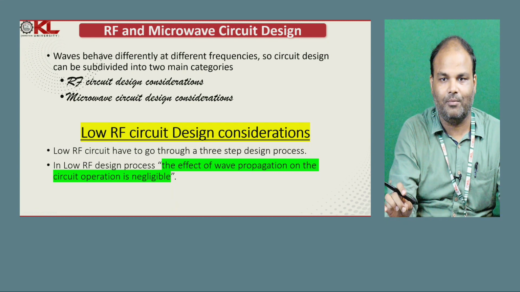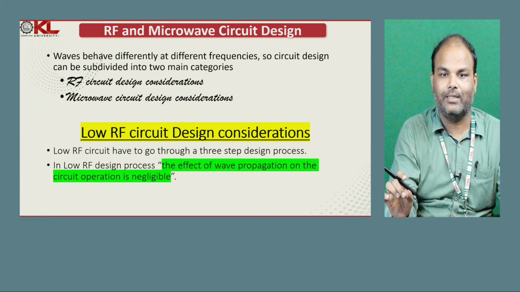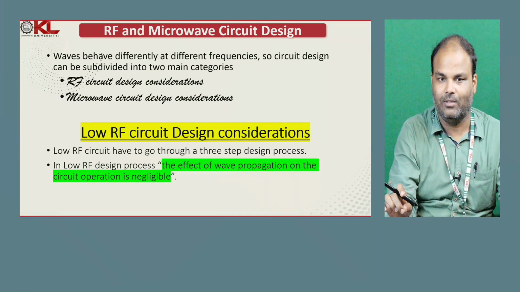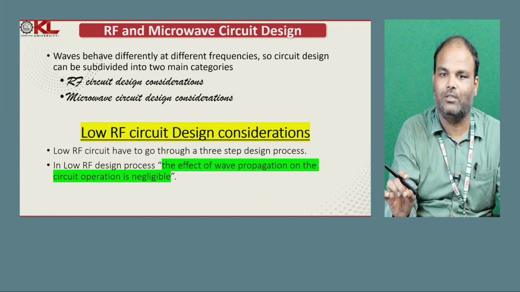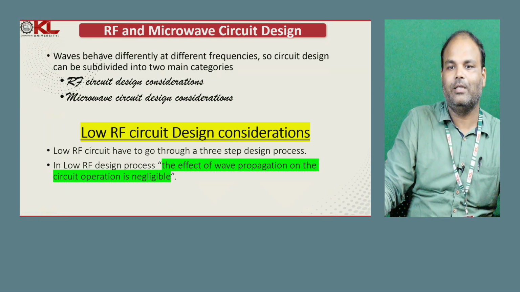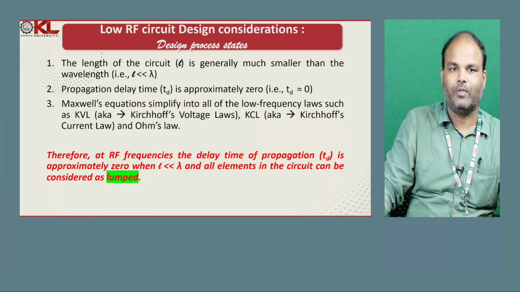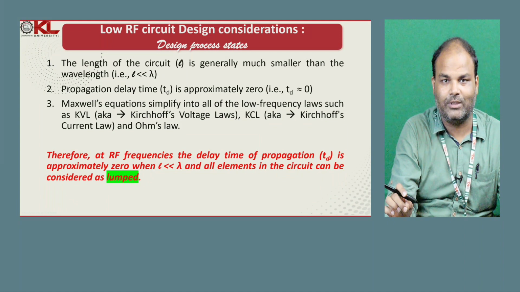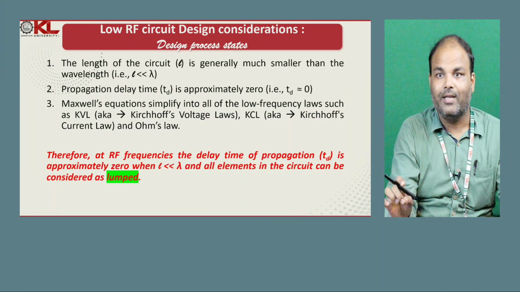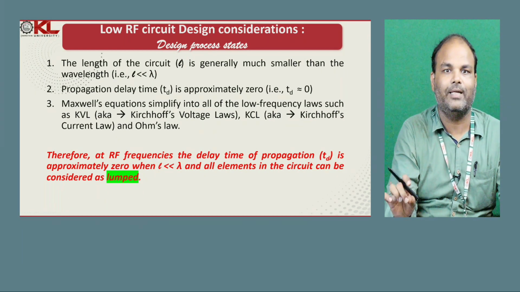First we come to low RF circuit design consideration. In low RF circuit design, we have to go through a 3-step design process. In that process, the effect of wave propagation on the circuit operation is negligible. So we need to take care of this. These 3 design considerations are: first, the length of the circuit L is generally much smaller than the wavelength.